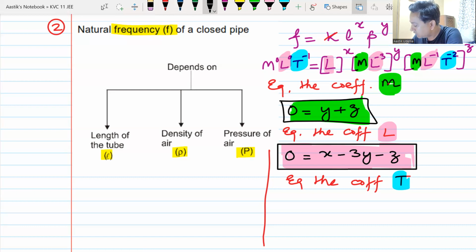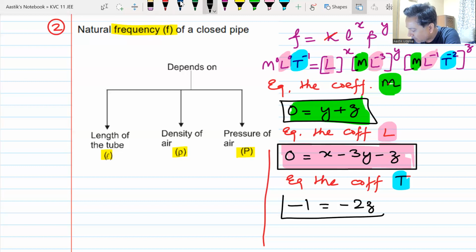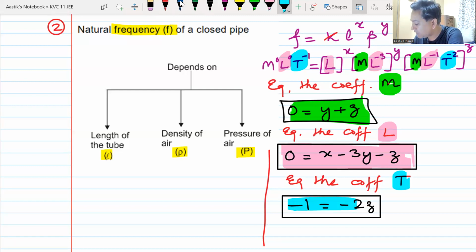Minus 2 power z, sir. Minus z. 1 is equal to -2. Mistake. I don't like mistakes. -1 is equal to -2z. Yes, that is absolutely correct. That is my blue equation. And now, remember, physics is all over. Physics was over in the first step. You just have to find out the value of x, y, and z.